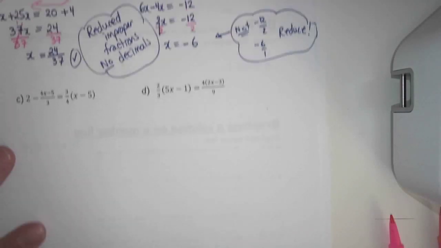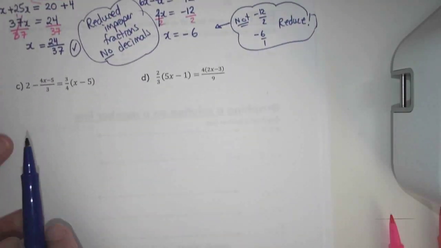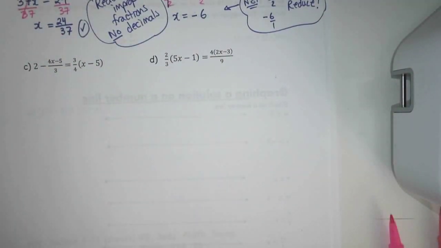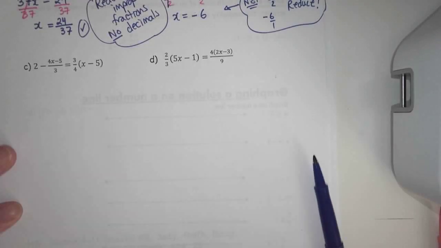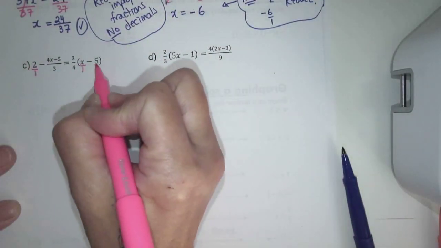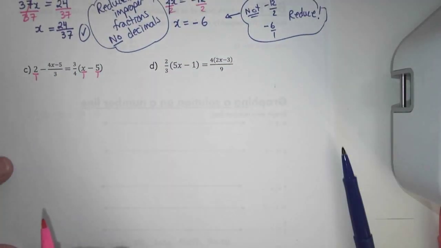Okay, we're still on 4.3, the try now page, and we're going to do C and D. So this one's got all sorts of stuff mixed up. As soon as I see all these whole numbers mixed up with a fraction question, I just put them over 1. Then it feels like they belong a little bit better.